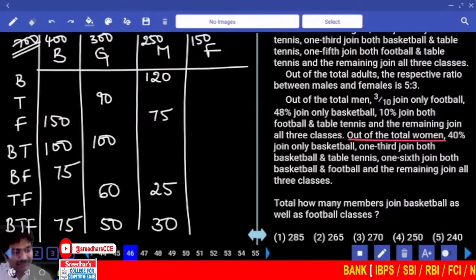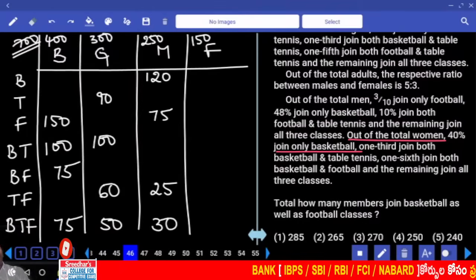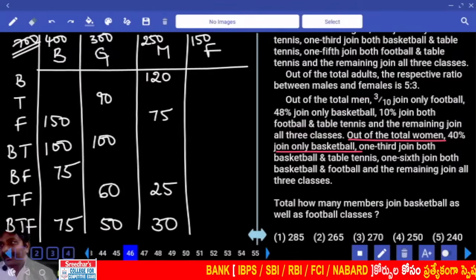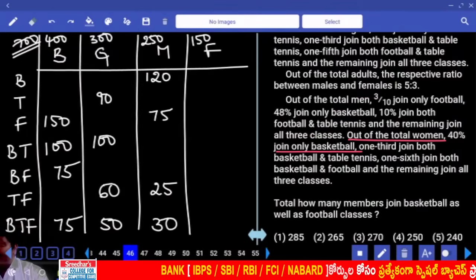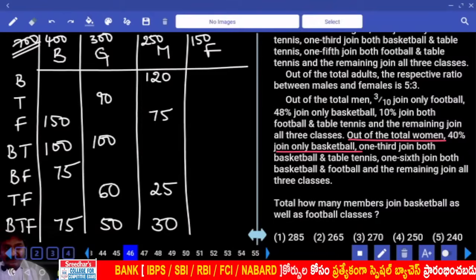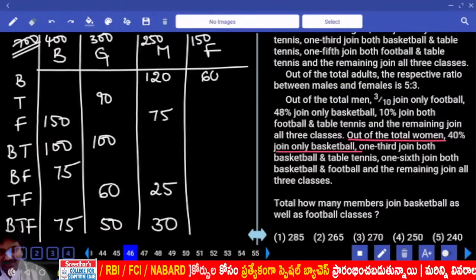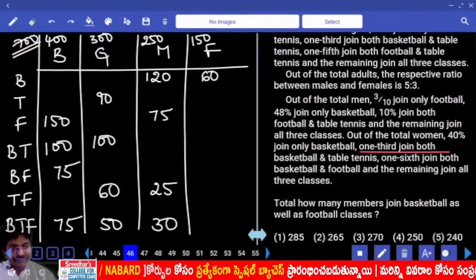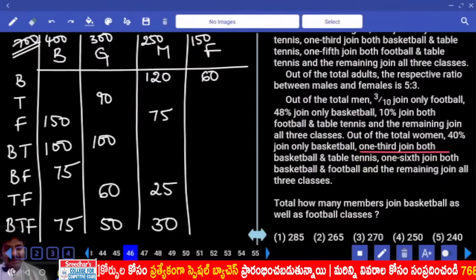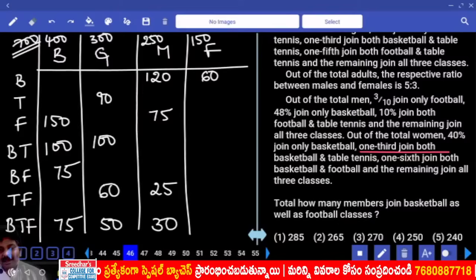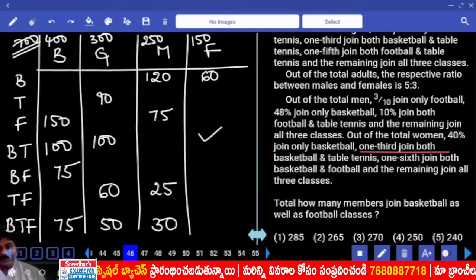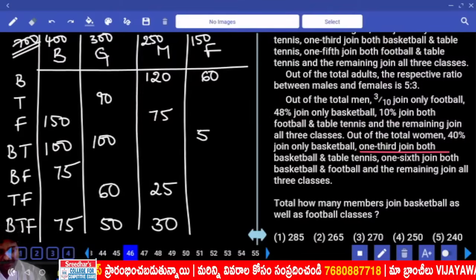Out of total women, 40% join only basketball. 40% of 150. What is 1%? 1.5, which is 1.5 times only. Meaning you need to add half of the number, which is 60. Only basketball, 60. 1/3 join both basketball and table tennis. BT or TB, 1/3, 50. 50 people are here.